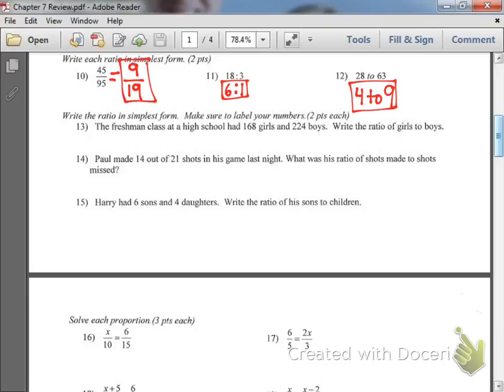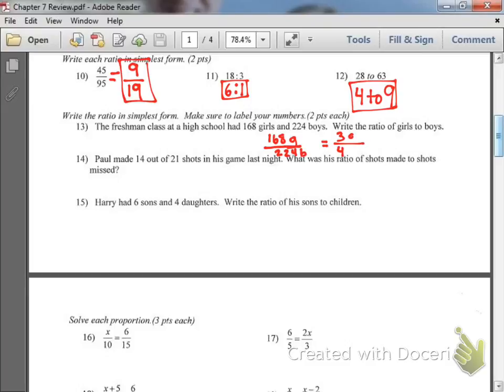All right, on the next section it says the freshman class has 168 girls, 224 boys. Write the ratio of girls to boys. So I want the girl number to be on the top. You could even just use a G if you want. The boy number on the bottom, and then you can reduce. Alright, those are really big numbers. I don't even want to mess with reducing, so I typed it into the calculator. The calculator told me 3 over 4.